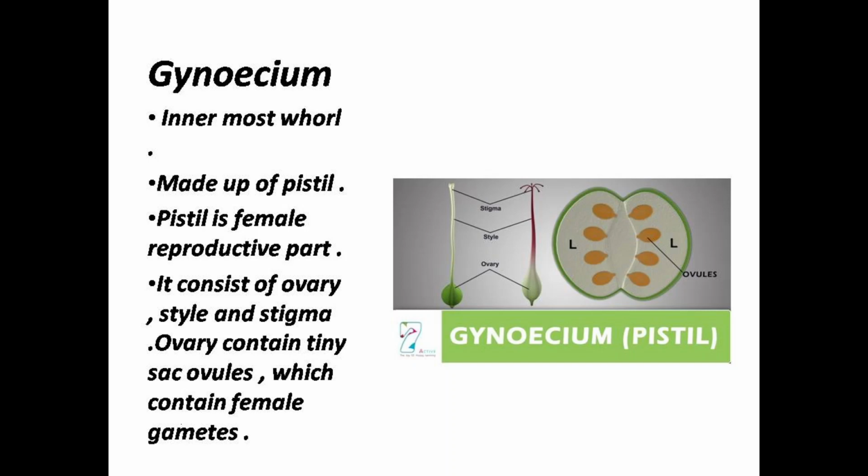Pistil is the female reproductive part of a flower, consisting of ovary, style, and stigma. The top part of pistil is called stigma. It is thick and rough, and it receives the pollen grains during pollination. The middle part of the pistil is the style, and it connects the stigma to the ovary. The swollen base of the pistil is ovary, which contains tiny structures called ovules. These ovules contain female reproductive cells called female gametes.